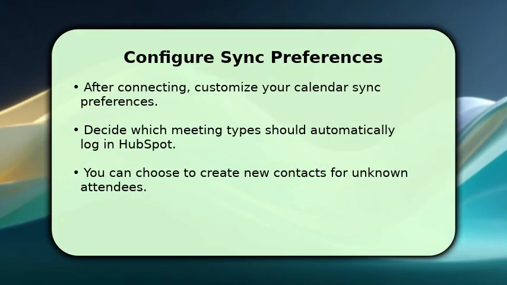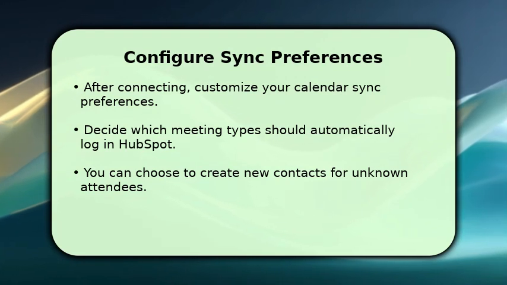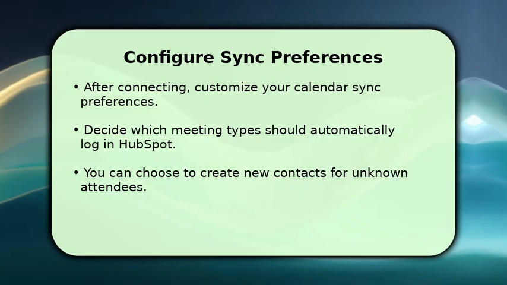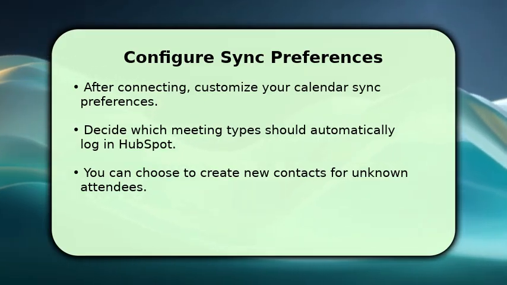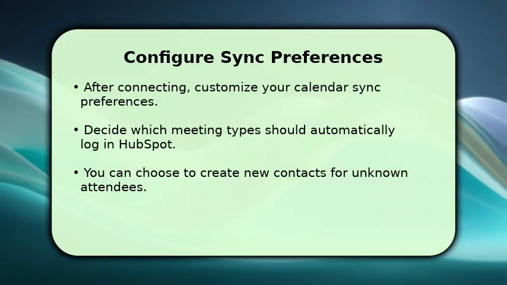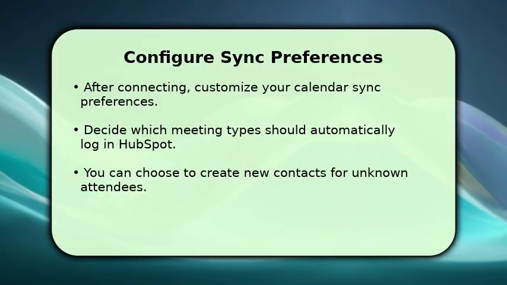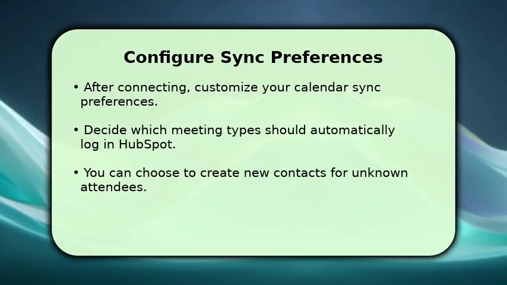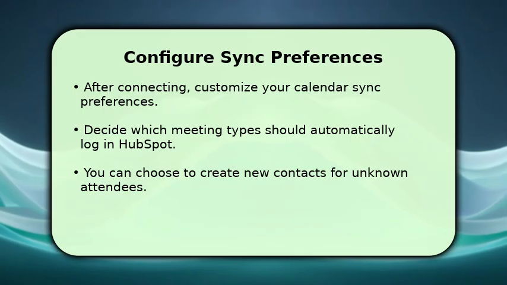Once connected, it's time to configure your sync settings. HubSpot allows you to customize how your calendar interacts with your CRM. You can specify which types of meetings automatically log as activities on contact records. Additionally, you have the option to automatically create new contact records for attendees not already in your HubSpot database. Take a moment to review these preferences to ensure they align perfectly with your team's workflow and data management needs.